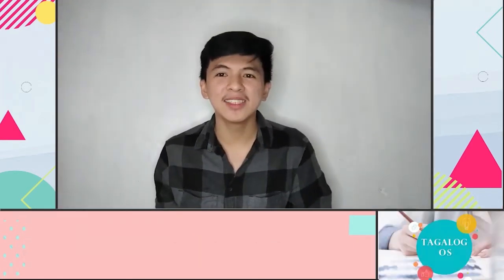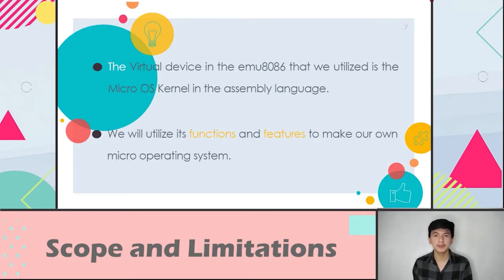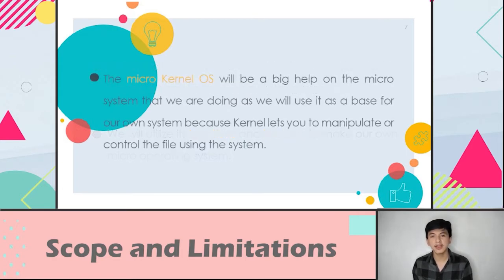I am Angelo Silvestre, and now we will go to the scope and limitation of the system we created. First, the virtual device in the EMU8086 that we utilize is the MicroOS kernel in assembly language. With the help of this device, we will utilize its functions and features to make our own MicroOS operating system. The MicroOS kernel will be a big help on the system that we are doing, as we will use it as a base for our own system, because the kernel lets you manipulate or control files using the system.